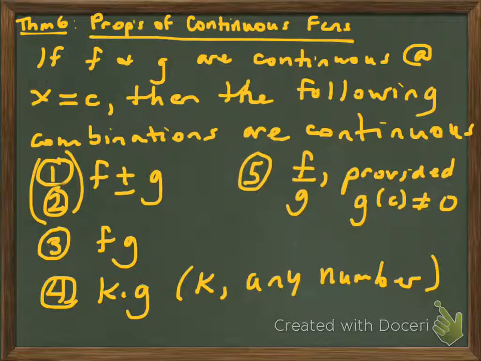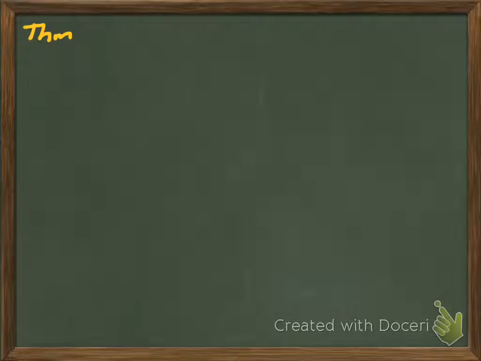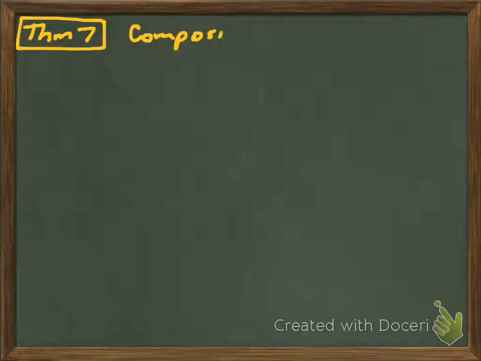All right? So you cool with that? Pretty straightforward? It is as straightforward as it looks. Some theorems are not. All right? We're going to jump right into our next theorem, which is related to Theorem 6. This is Theorem 7. This is the composite of continuous functions.